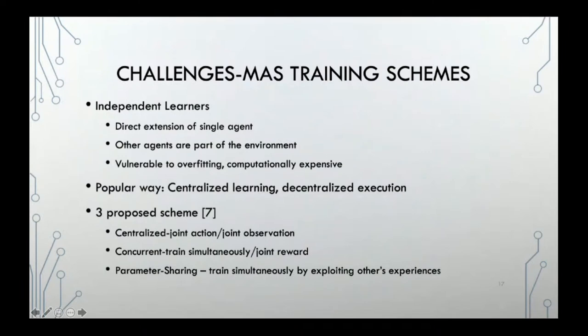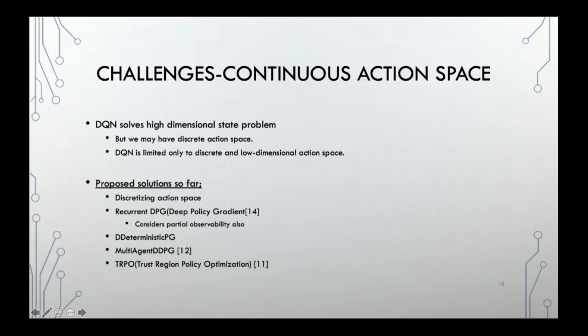And the last challenge is the continuous action space. As you know, DQN solves the high-dimensional state problem, but DQN can only deal with discrete action spaces. In real-world scenarios, we may have a continuous action space. Therefore, not only in the multi-agent domain but also in the single-agent domain, we have to deal with continuous action space. The main proposed solution is to discretize our continuous action space into some levels, and then we can use DQN again. Also, we can use policy gradient methods. As you know, deep deterministic policy gradient methods are proposed for dealing with continuous action space.